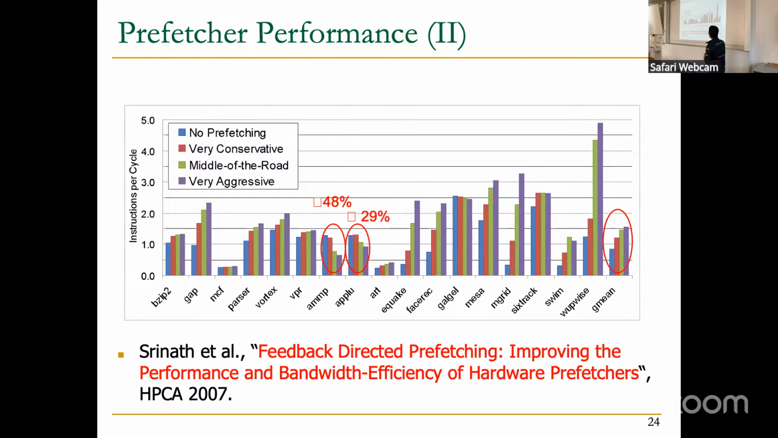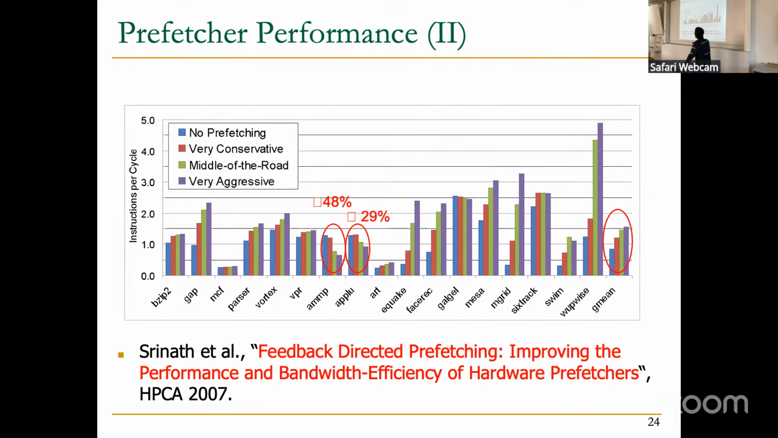What I'm showing over here, on the x-axis, you have different workloads. Y-axis, you have instructions per cycle. So the higher the bar, the better it is. Okay. Now, these are the 4 prefetching mechanisms that we are considering. No prefetching is the baseline. You don't have any prefetching. So that's how your program behaves without any speculation, right?